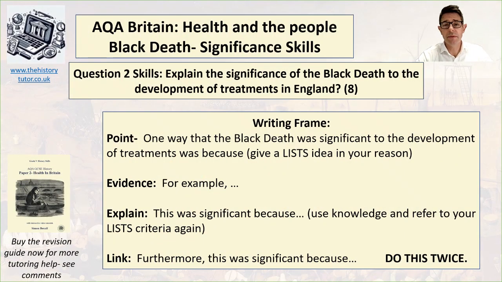So we're still going to do our appeal paragraph, and you can see an example here on the screen. So we make a point: one way the Black Death was significant to the development of treatments was, and set a list idea, because it had a big long-term impact, for instance. Then we're going to have an example. That example should be about the Black Death, and then we can explain this was significant because, and we can use our knowledge based on a list of criteria to explain our ideas. We can try and do a furthermore if we want to gain those top marks.